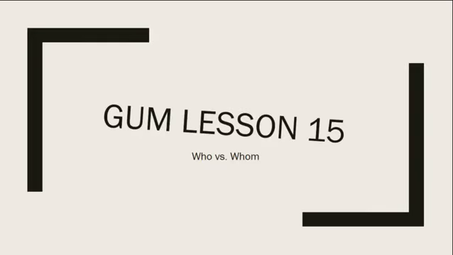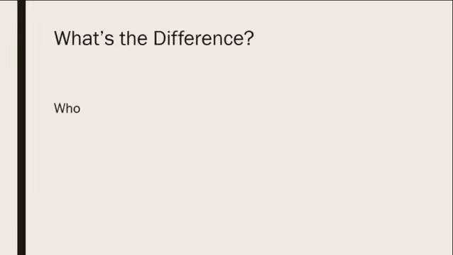Grammar lesson number 15 is who versus whom, and this will probably be the shortest lesson that we look at all semester. It should be pretty easy to figure out as soon as you know the little trick. So first of all, the difference between these two is that who is the subject of the sentence or the subject of the question.